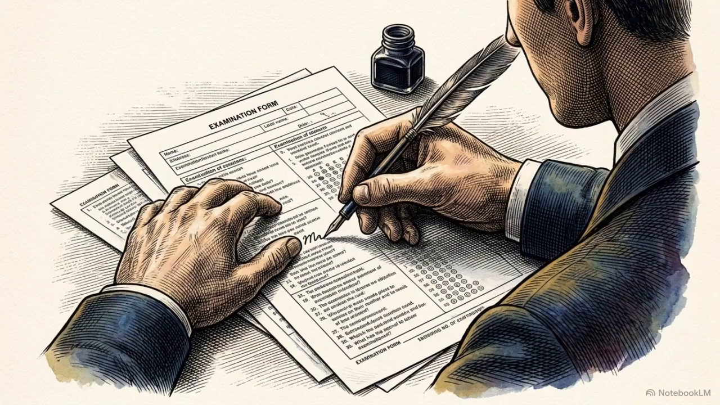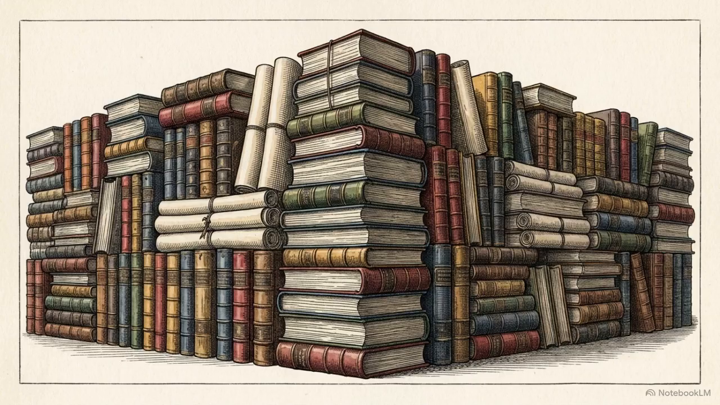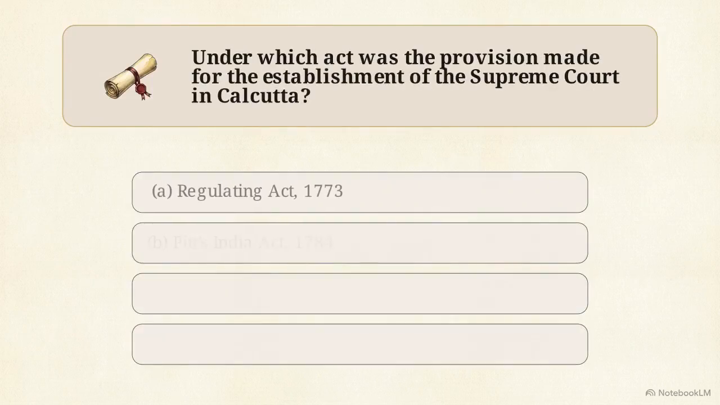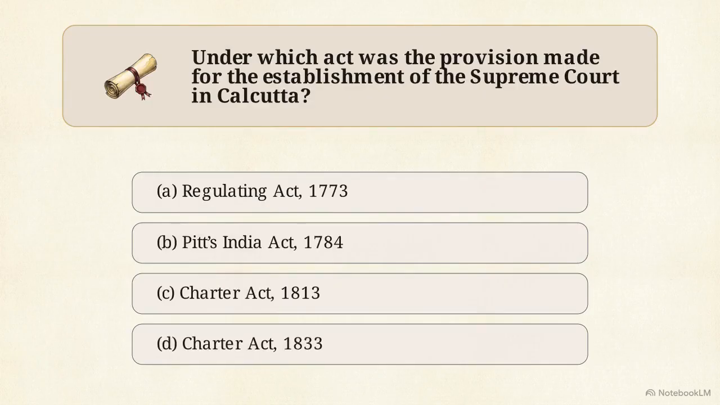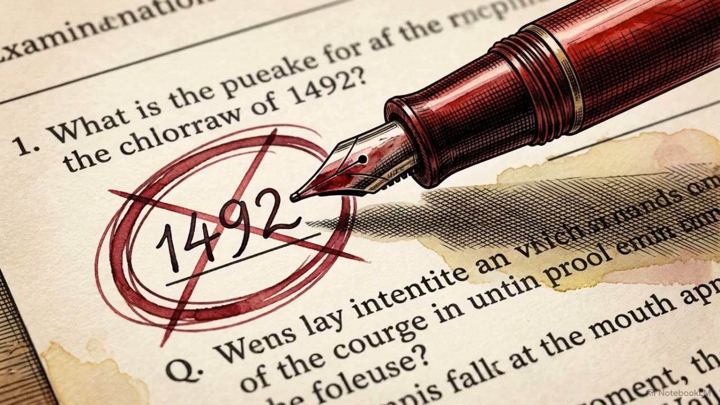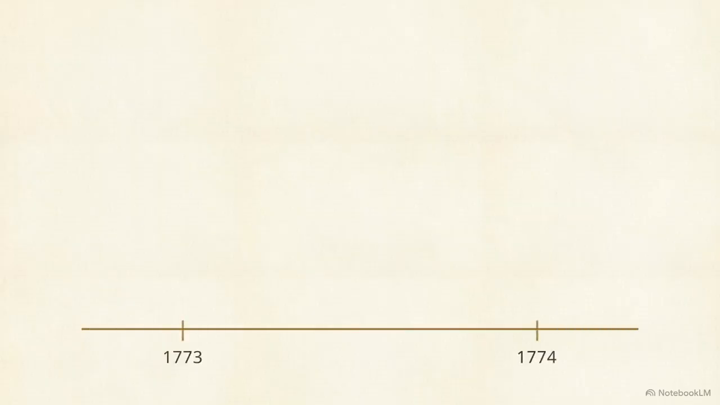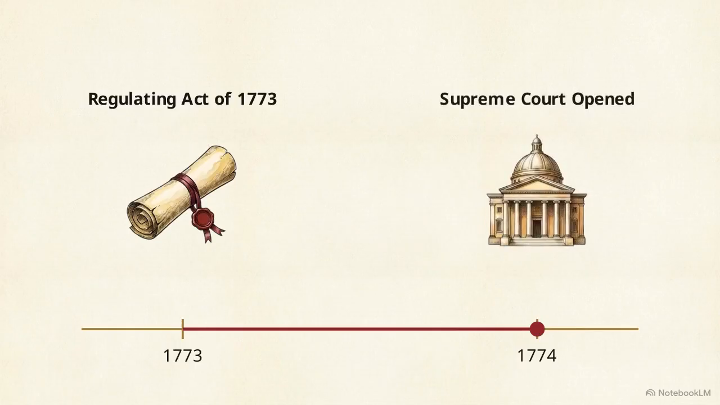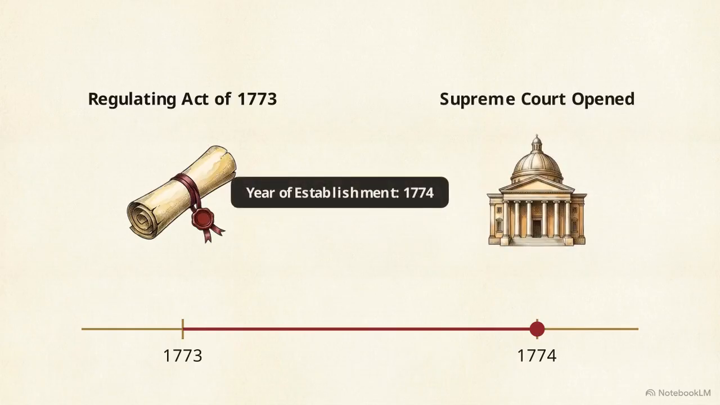When competitive administrative exams test this historical period, they focus entirely on the precise legal structures created by these interventions. This diagram recreates a standard foundational examination query. Under which act was the provision made for the establishment of the Supreme Court in Calcutta? The legally correct answer is option A, the Regulating Act of 1773. Examiners use this specific question to test a granular distinction. Aspirants frequently confuse the year the legislation was passed with the year the court physically opened its doors. While the legal provision was written into the 1773 Act, the institution itself only became fully operational in 1774.